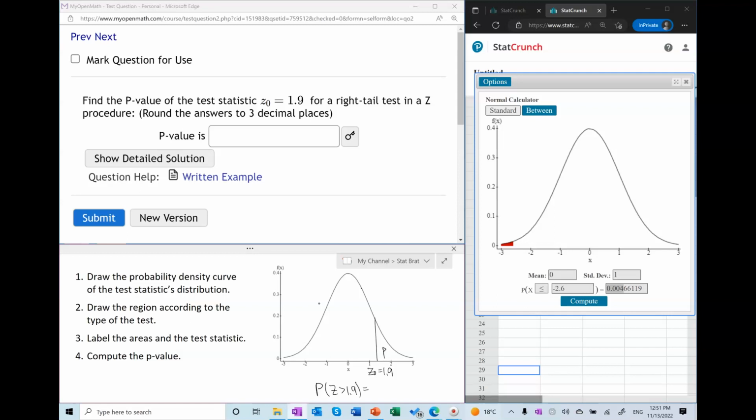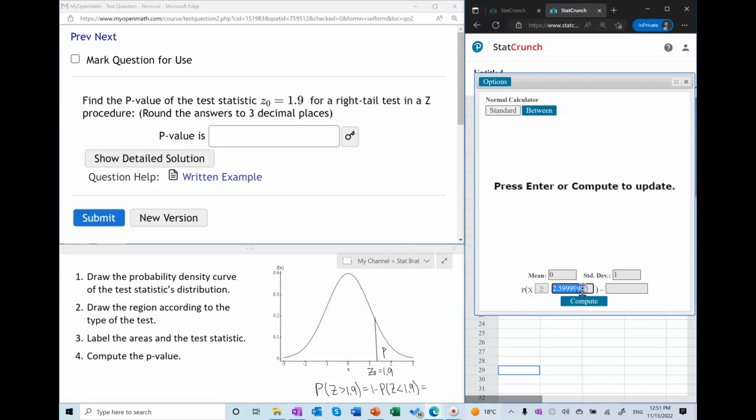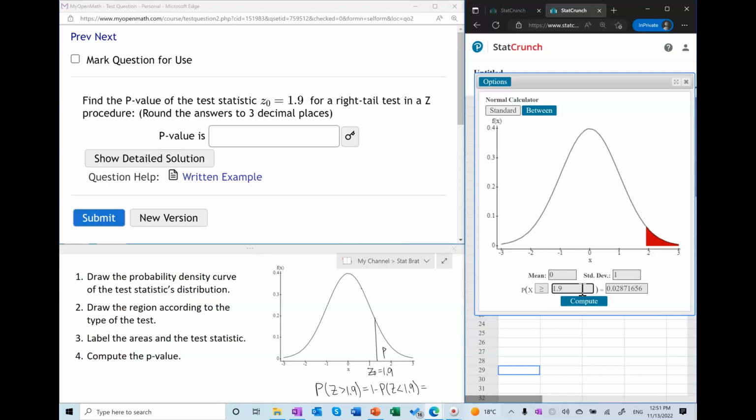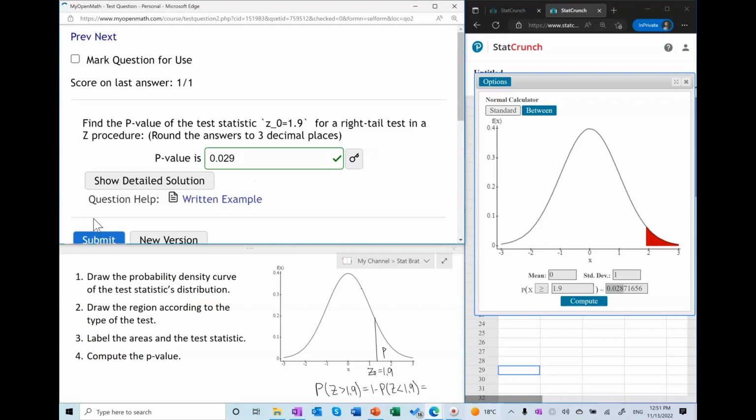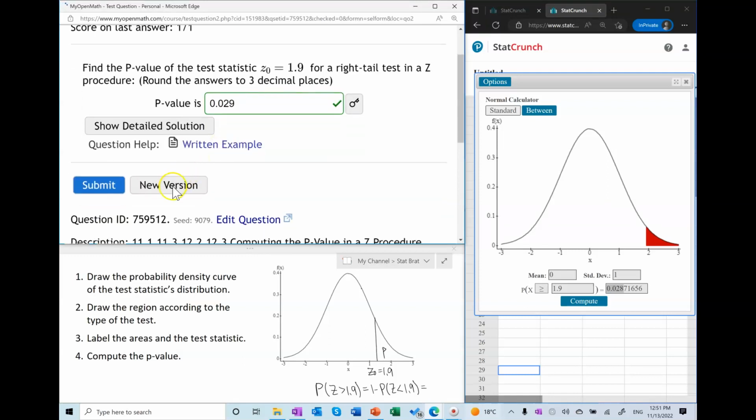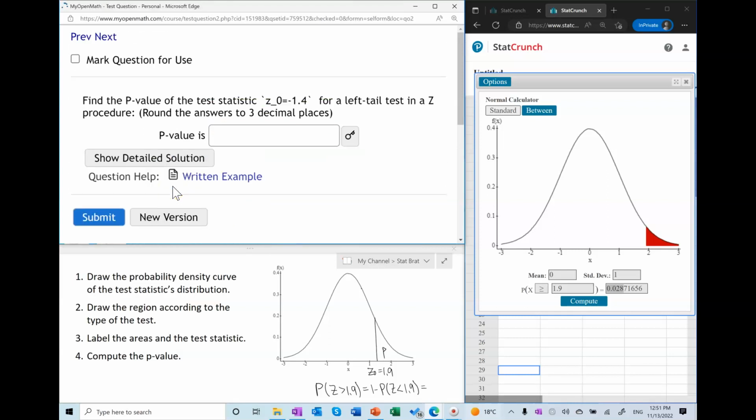Now, if you don't use technology, you have to use the complementary rule here and then utilize maybe the z table. However, we can find this directly by simply copying this inequality into the calculator. So the probability of z being greater than 1.9 is exactly 0.0287, and if we round to 3 decimal places, it's going to be 0.029. And there you go, we got it right. So let's do next the two-tailed test.